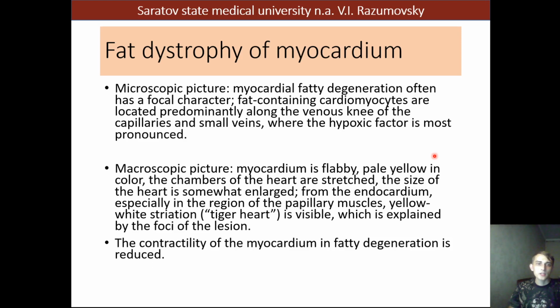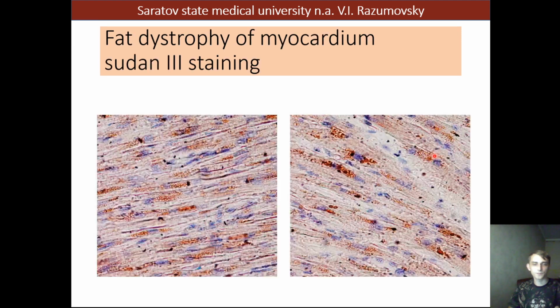Macroscopical picture. Myocardium is flabby, pale yellow in color. The chambers of the heart are stretched. The size of the heart is somewhat enlarged. From the endocardium, especially in the region of the papillary muscles, yellow-white strips are visible. So this heart has the name tiger heart. The quantity of the myocardium in fatty degeneration is reduced.